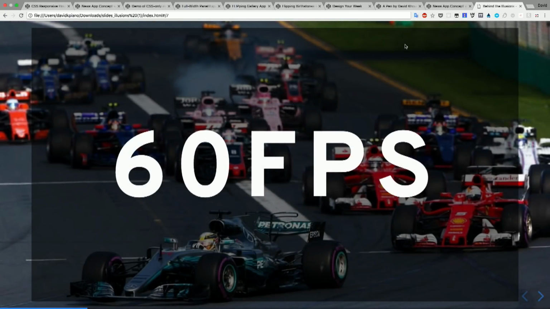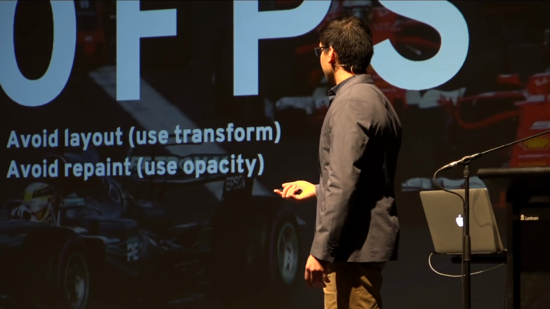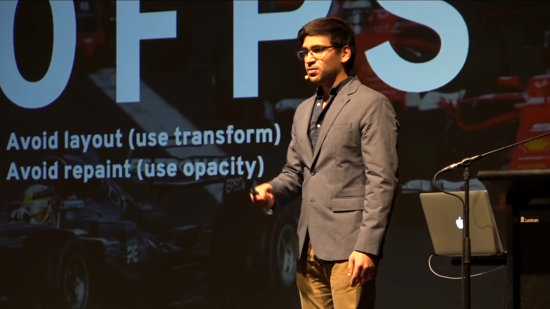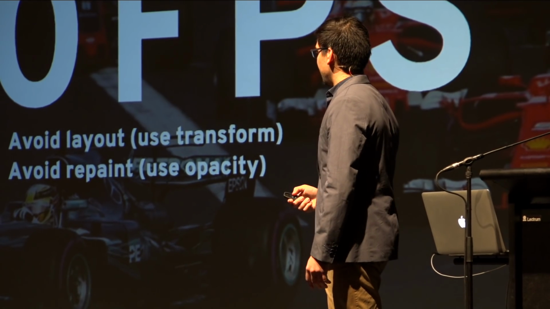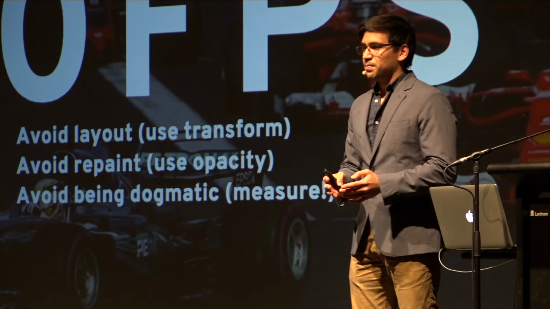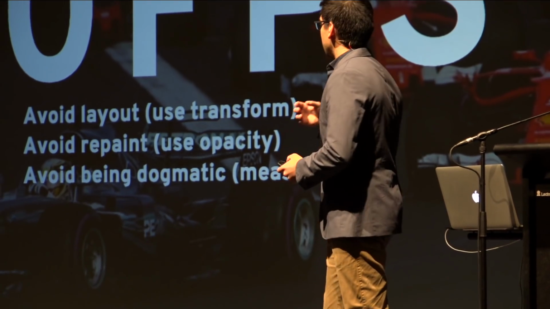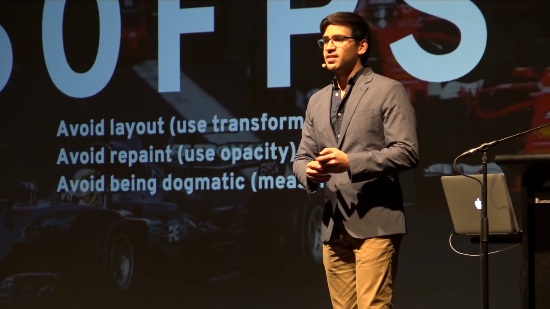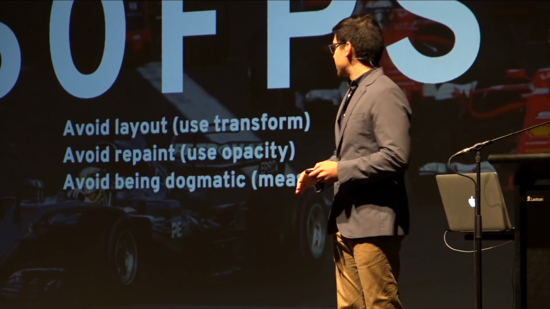So our goal is 60 frames per second. I mean, you've heard this a lot, right? You've heard that you should avoid layouts and use transform and opacity whenever you can. Avoid repaints, which is where you could use opacity. But the thing is that you should mostly avoid being dogmatic. Just because you're told that you should avoid these things doesn't mean that you have to 100% avoid them.